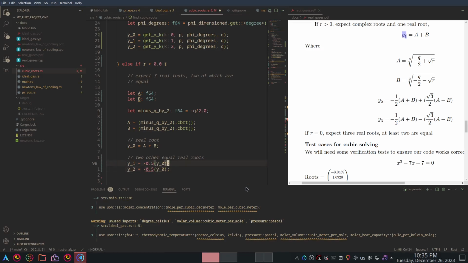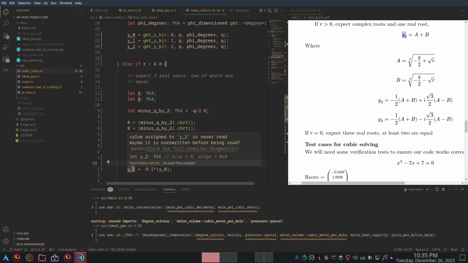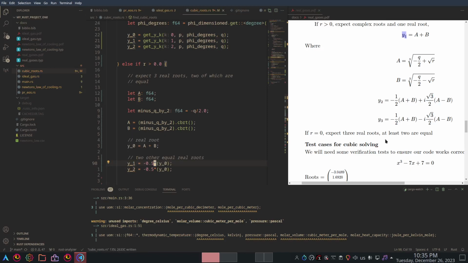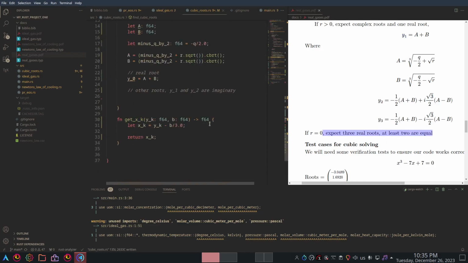I'll need to put my semicolons there, and there you go, y1 and y2. And okay, I forgot my times. Okay, and there you go, y1 and y2 are now calculated. So since we have y1, y2, and y3 more or less calculated, I should be able to get my xk.